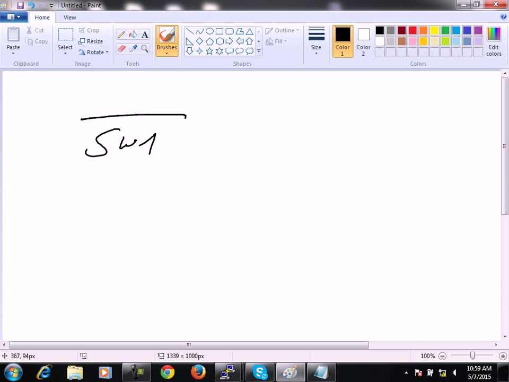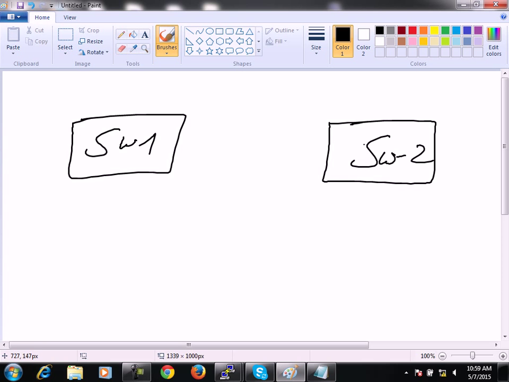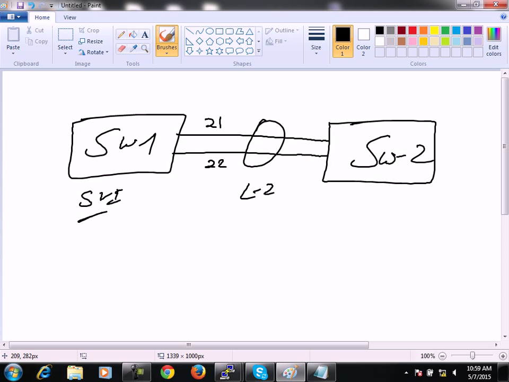Let's say this is switch 1 and this is switch 2. This is 21 and this is 22, and we have aggregated them. If we have configured layer 2 EtherChannel between these two switches, then what can we do? We can create one SVI here, and an SVI of the same VLAN and same subnet over there, and then these two switches can communicate with each other. Is it not?